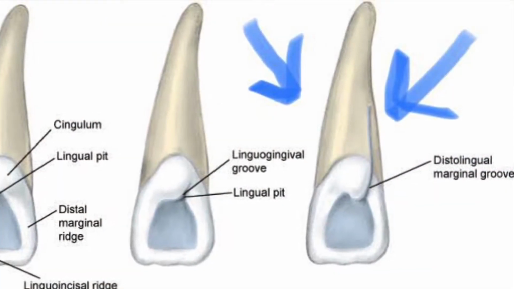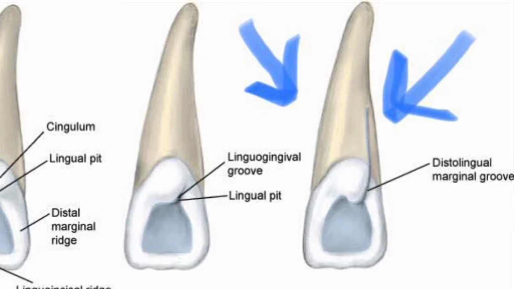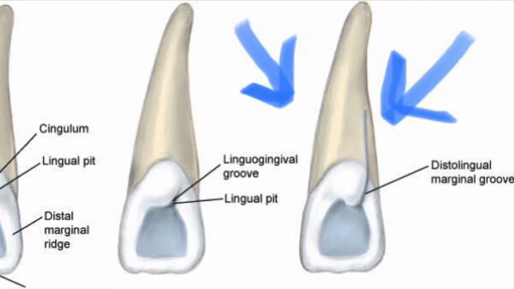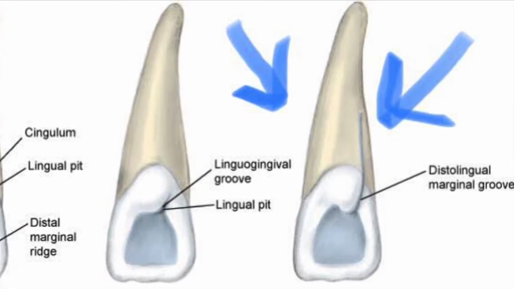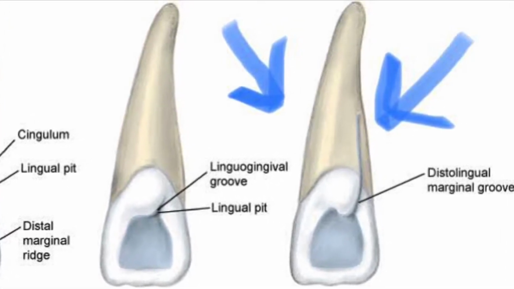And lastly, for the third variation, this is more of a rare feature, but the root has a deep distolingual marginal groove, which is a developmental groove that begins on the distal marginal ridge on the lingual surface and extends onto the root.